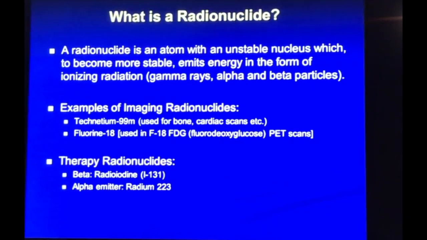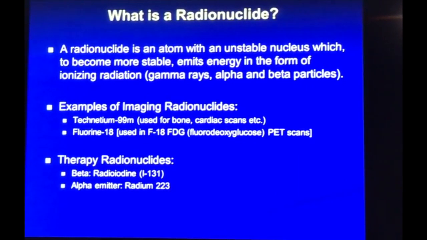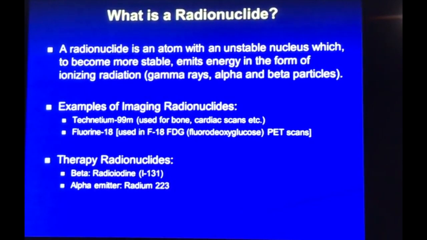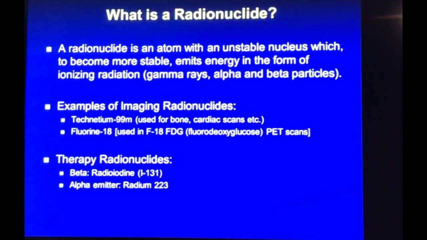Now, what is a radionuclide? It is an atom that has an unstable nucleus, which in its quest of achieving stability emits energy in the form of ionizing radiation. The ionizing radiation that we use in nuclear techniques include gamma rays for imaging and alpha and beta particles for therapies.